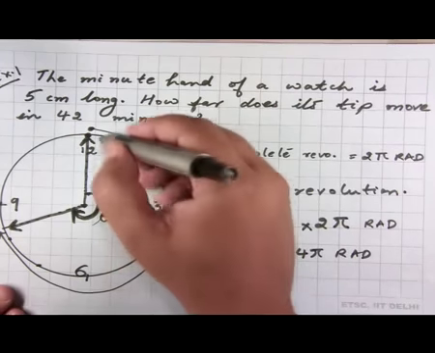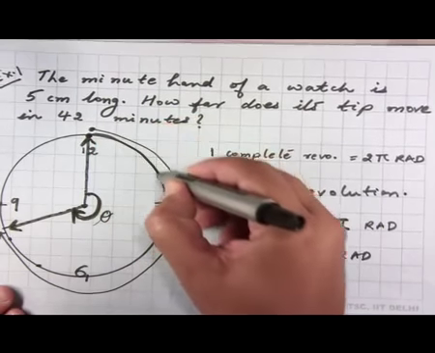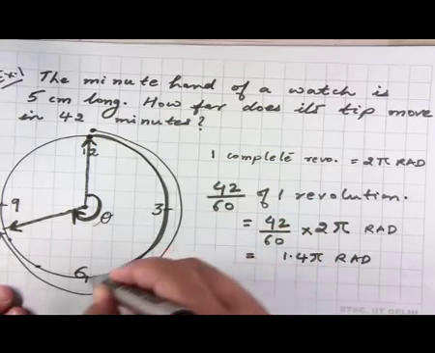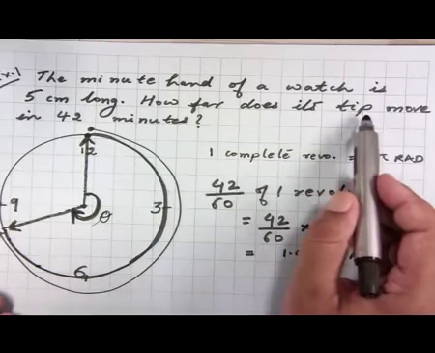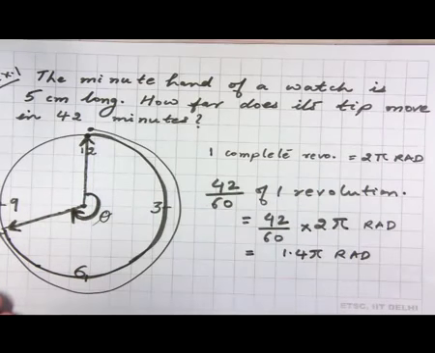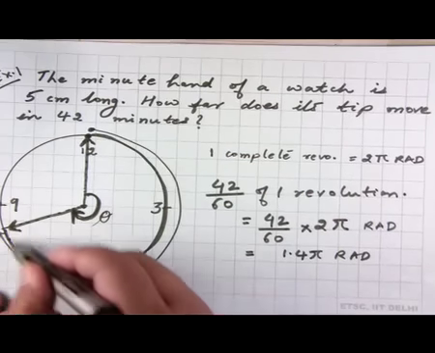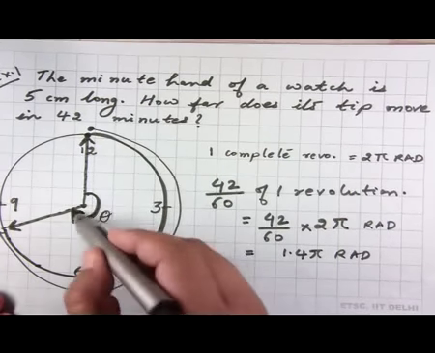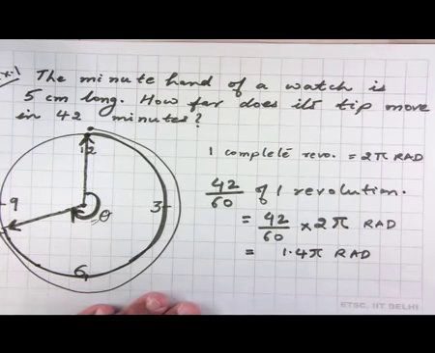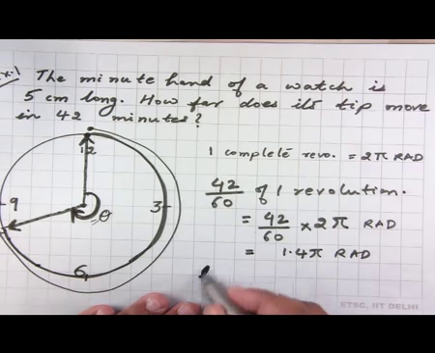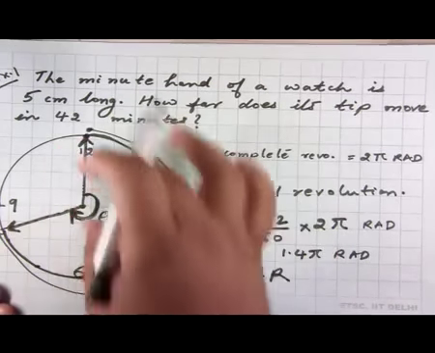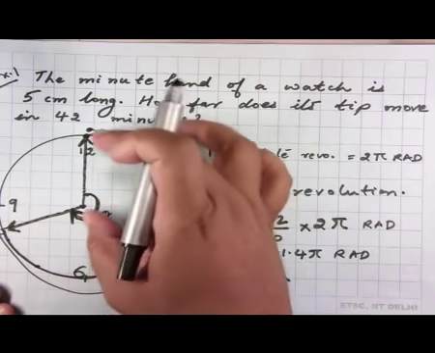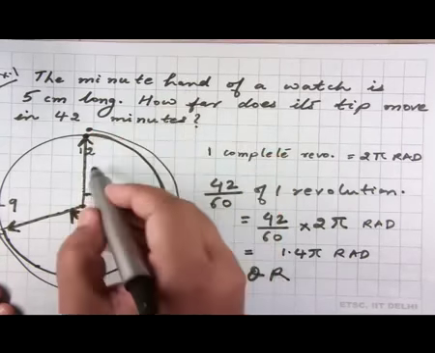And then how do we find the length of this arc here? Because the question is asking how far does the tip of the minute hand move in 42 minutes. So, to find the length of this major arc corresponding to this rotation by angle theta, as we saw on the previous slide, the length of this arc will be L equal to the angle of rotation theta times the radius of this circle. In this case, the radius of the circle is nothing but equal to the length of this minute hand, which is 5 centimeter.